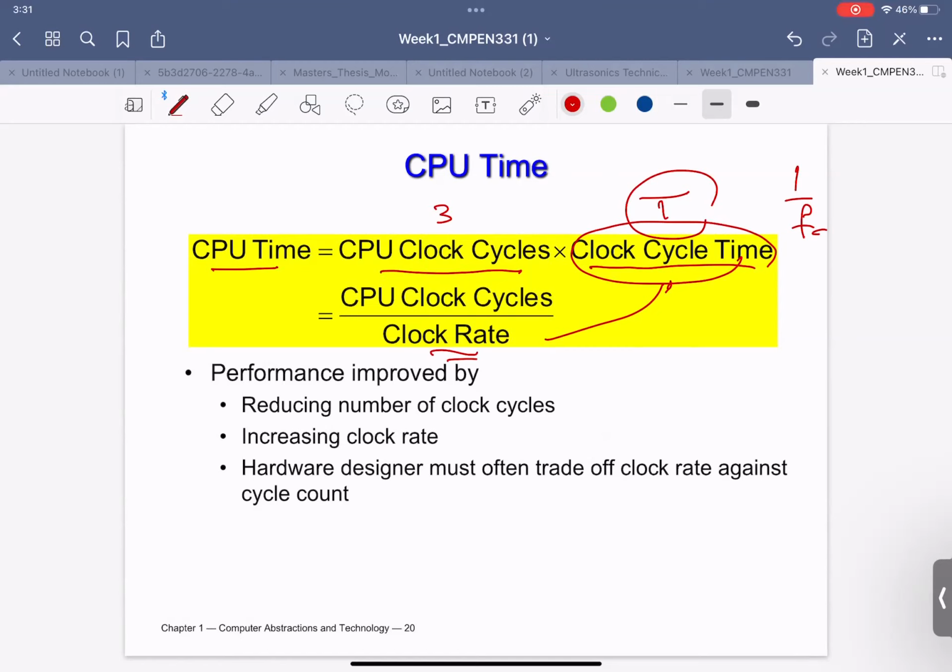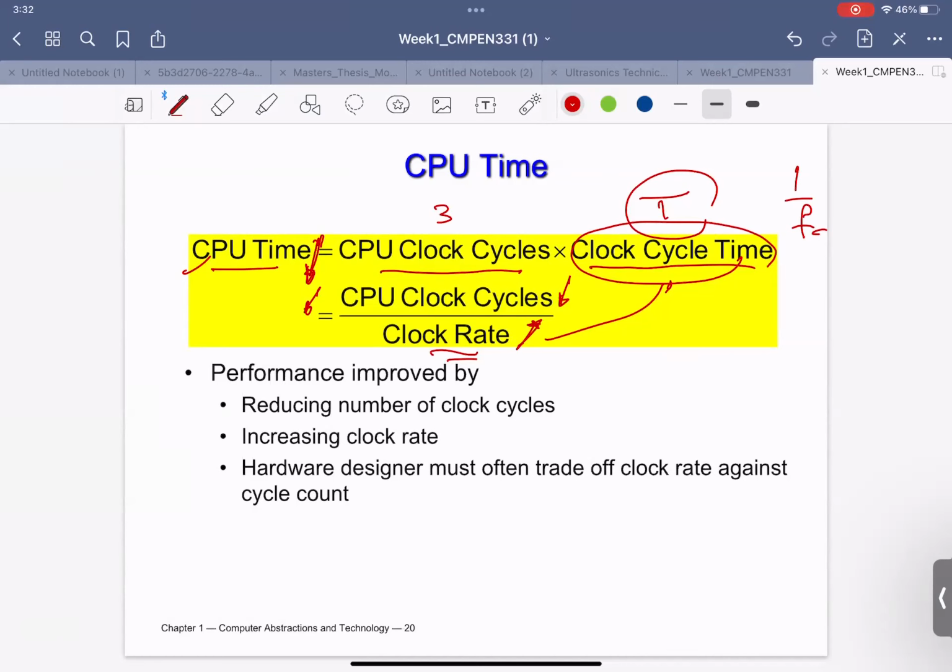How can I improve the performance of the CPU time? Improving the performance means I would like this to be less. How will this be less? By the number of clock cycles going less, correct? Because if I have fewer clock cycles, the CPU time will be less, so I have better performance. Another option is to increase the clock rate. When I increase the frequency, this will be less. So this is another option for improving performance in this particular case.